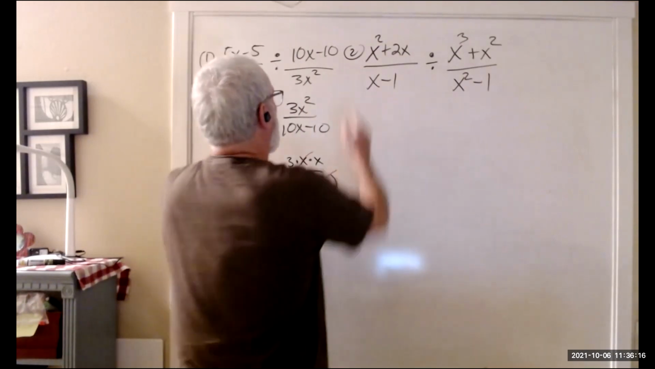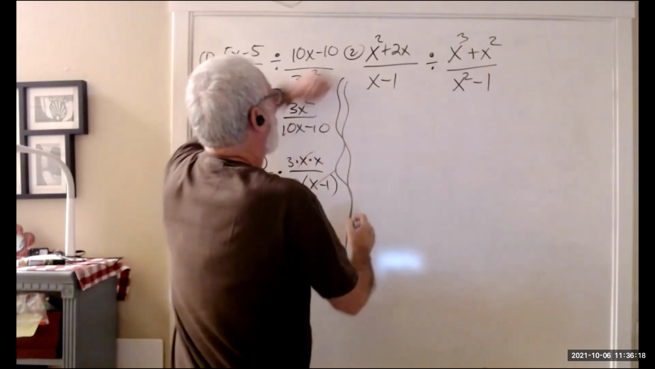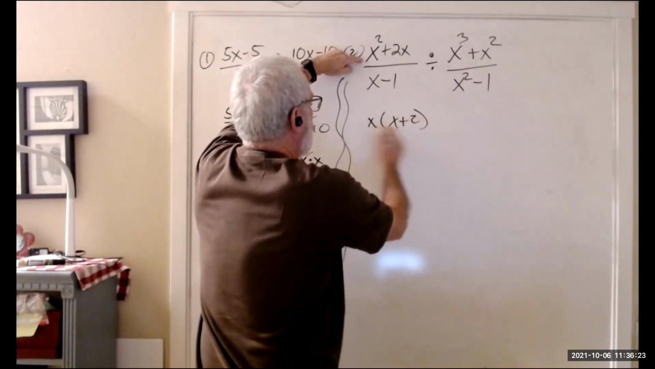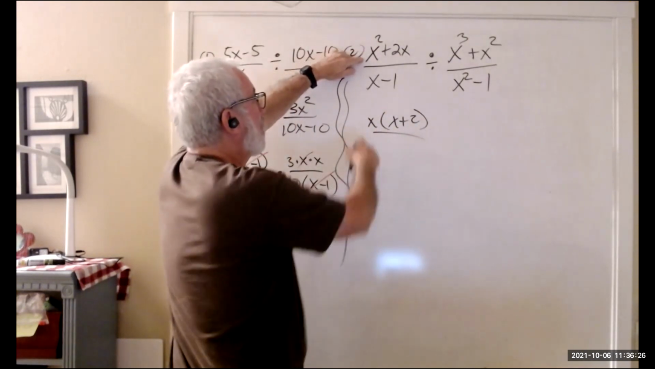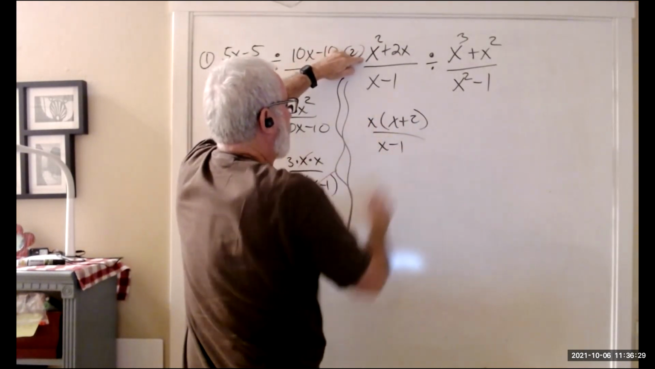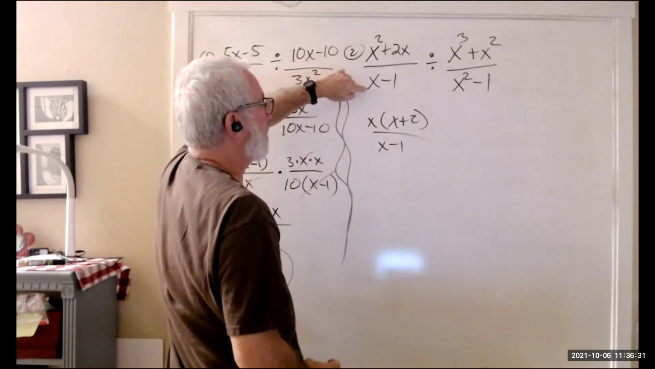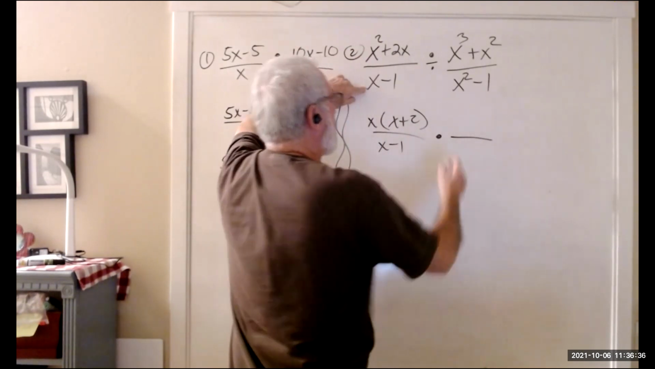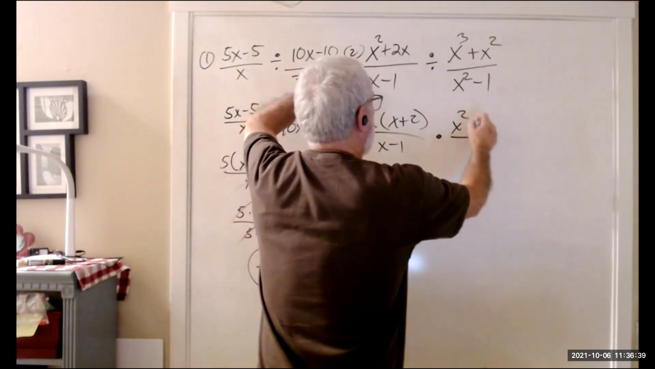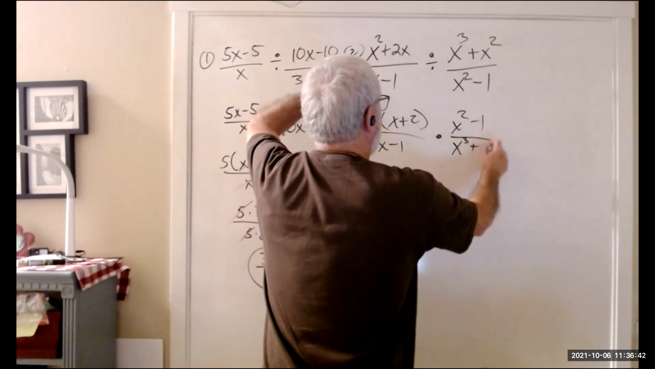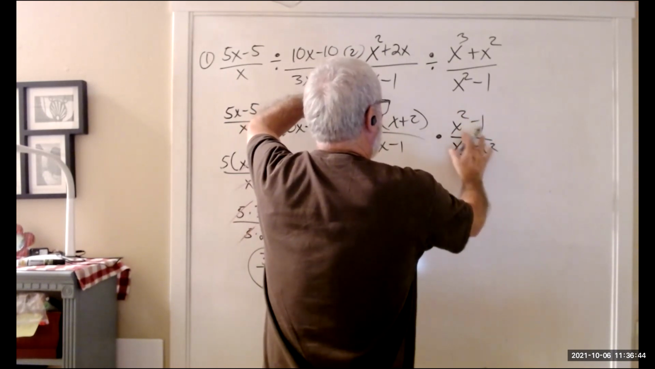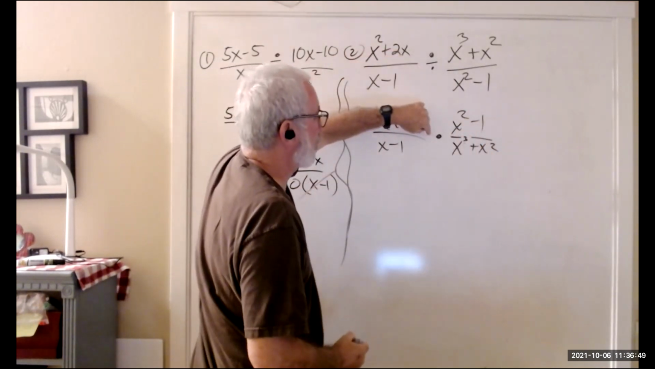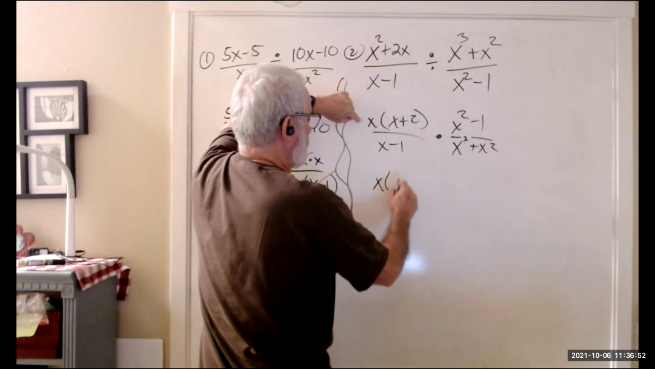Okay, so first one, I can factor out an x, leaving x plus 2 on top. The denominator, nobody factors, nothing happens, so there's that. Times, okay, I shouldn't have done it this way. x squared minus 1 over x cubed plus x squared. Shoot. Okay. So I should have flipped it first, but I'm going to get there in a second.